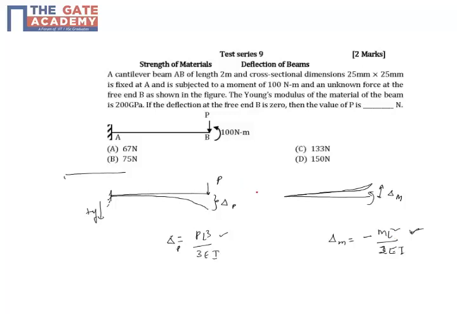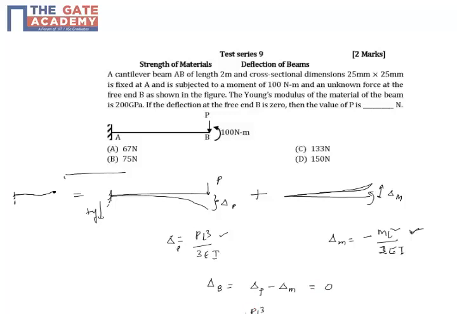Now when you combine these two, there is hardly any deflection at B. In between there will be deflection, depending on which values are more, but at end B there should not be any deflection. So end B deflection is nothing but delta P minus delta M, because delta M tends to move end B upwards, and the load tries to move end B downwards. The difference has to be 0. So these deflections have to be equal.